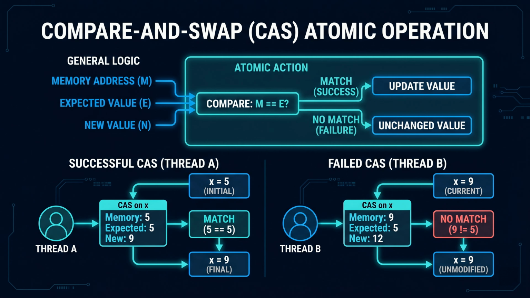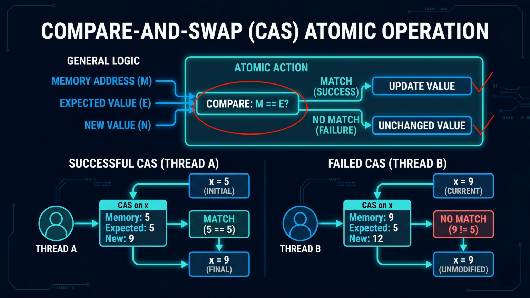Compare and swap checks whether a memory location contains an expected value. If it does, the instruction replaces it with a new value. If not, nothing changes. Again, the whole check and update happens atomically. Let us make that simple with an example.